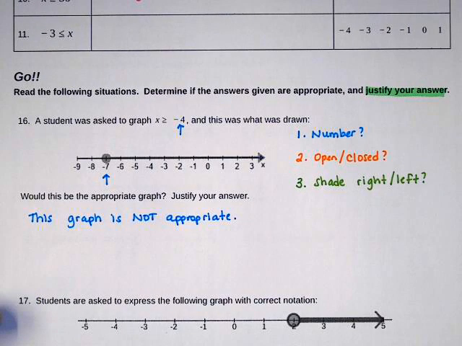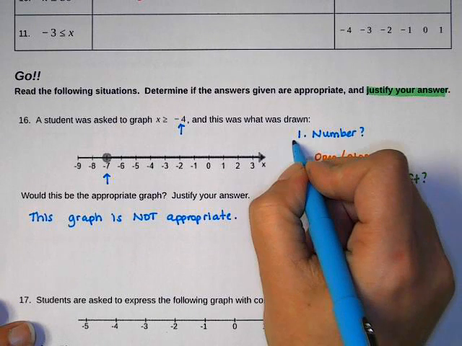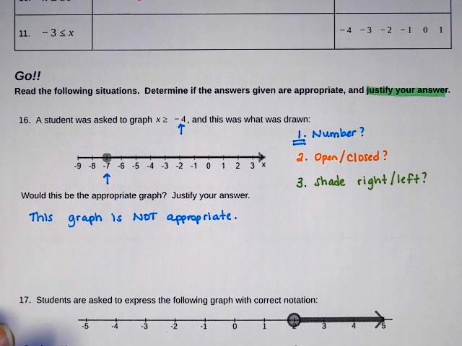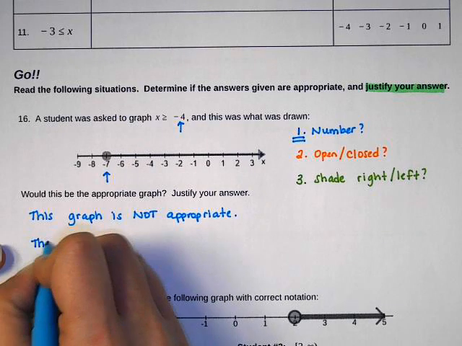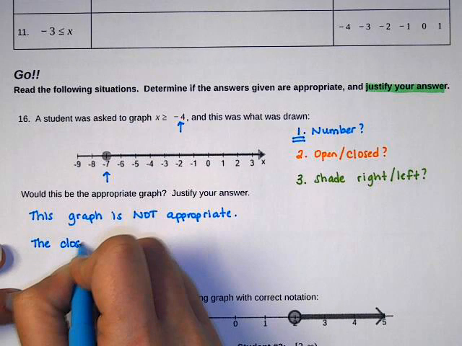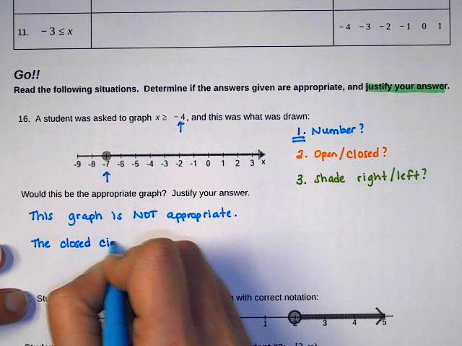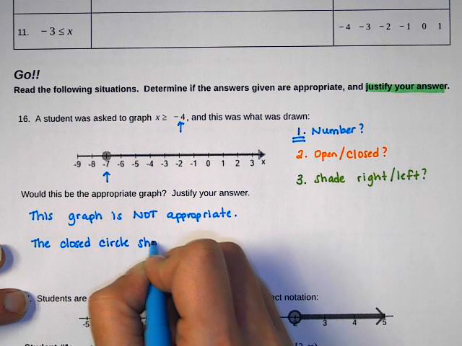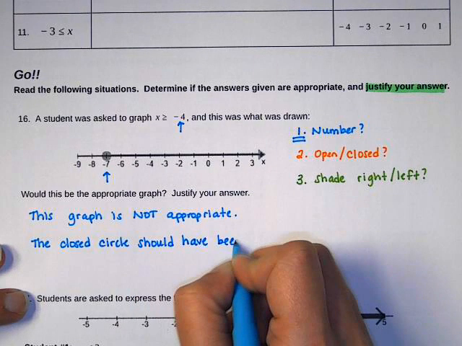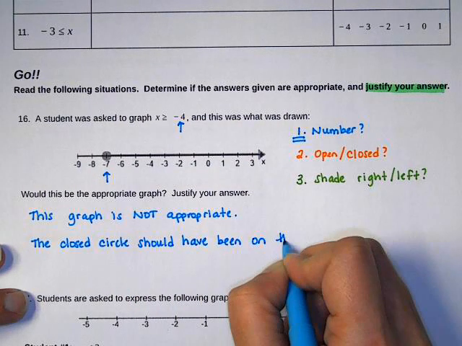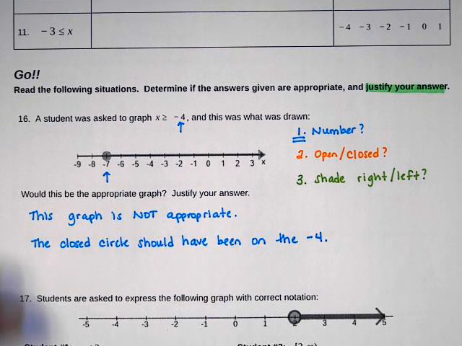Then we're going to explain why. So justifying your answer is going to mean explaining why. In this case, it was the fact that they used the wrong number. So I'm going to say that in words. I'm going to say the closed circle should have been on the -4. And that's what was wrong with the graph.